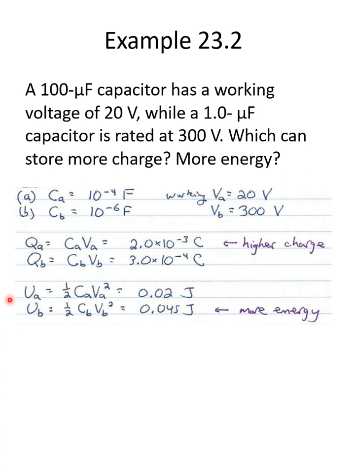Now, the other capacitor, capacitor B, has much less capacitance, but it can handle much more voltage. Plus, when we're calculating energy, voltage gets squared. So the energy for capacitor B is 1/2 capacitance times voltage squared, which comes out to be 0.045 joules. So capacitor B can hold more energy.